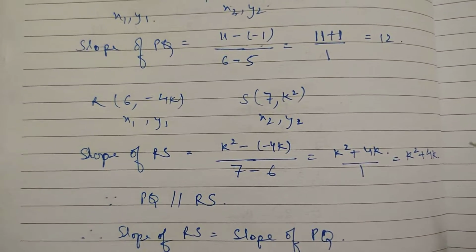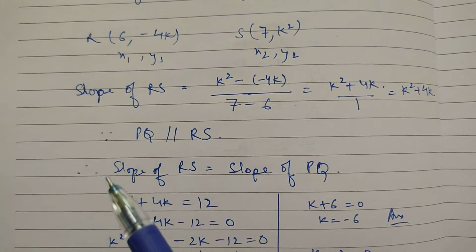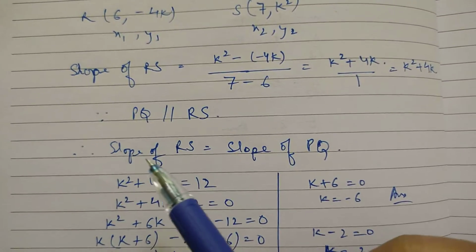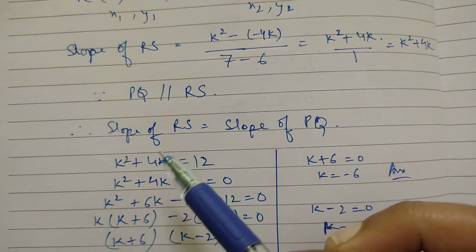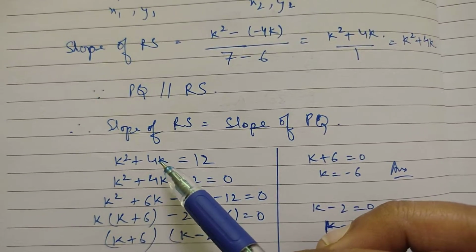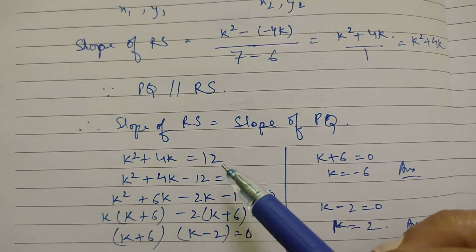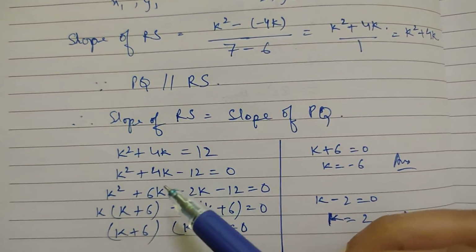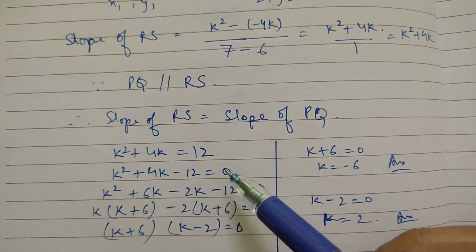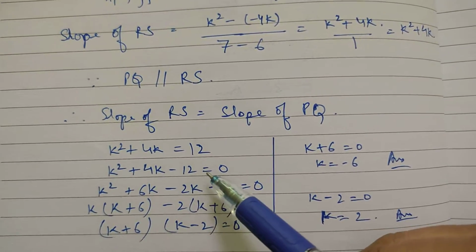Now since they have already told us that PQ is parallel to RS, so the slope of RS will be equal to slope of PQ. So the slope of RS is coming out to be k square plus 4k, and that will be equal to the slope of PQ, that is 12, and on transposing this 12 on the other side, a quadratic equation will be formed, that is k square plus 4k minus 12 equal to 0.